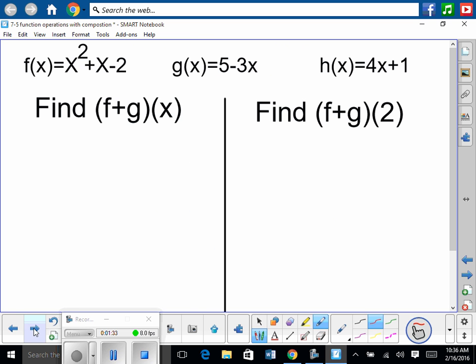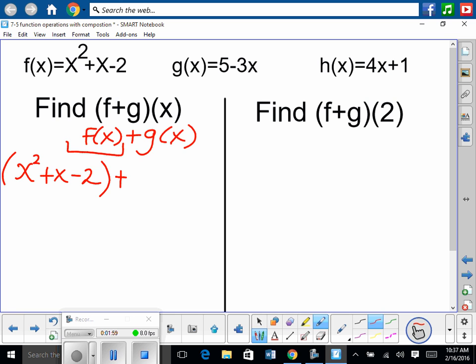Now, first example here. We're given these three functions, f of x, g of x, and h of x. Does everybody see our three functions above? Okay, so now we're asked to find f plus g of x. We know that simply means to find f of x plus g of x. All right, what is f of x? x squared plus x minus 2, and I'm going to put parentheses, plus g of x, which is 5 minus 3x.